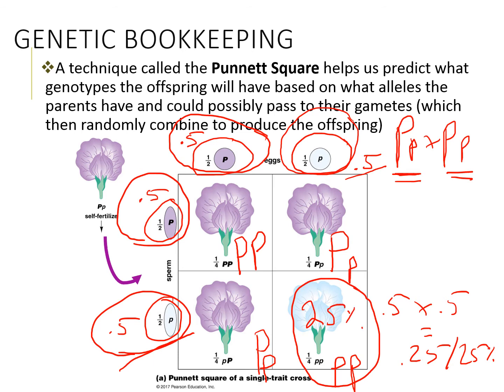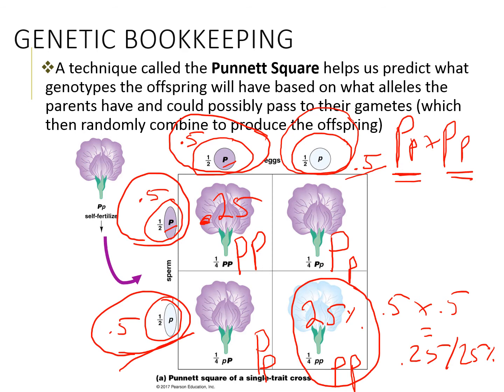Same thing, let's look at the homozygous big P in the top left square. Half the time, or 0.5, one parent gives a big P, and 0.5, the other parent also gives a big P. So 0.5 times 0.5 is 0.25, or a quarter, or 25%.